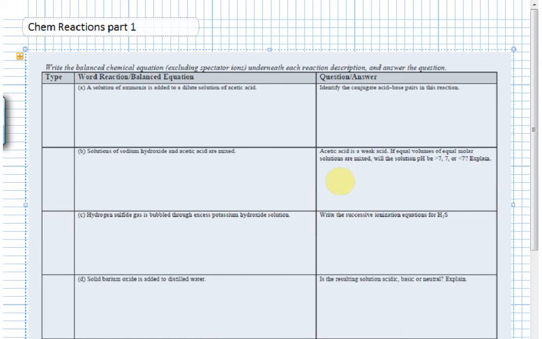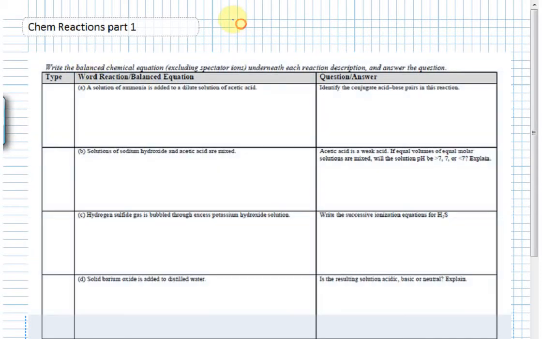So, these are problems referring to FRQ, free response question number 4 on the AP Chem exam, where you are given the description of a chemical reaction, and then you need to write the balanced chemical equation. Note that you are to exclude spectator ions. So we're looking at writing what we call in chemistry net reactions.